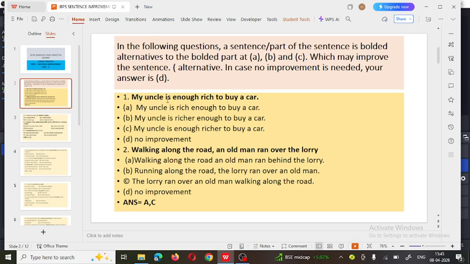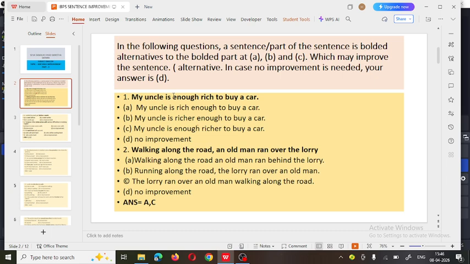My uncle is enough rich to buy a car. Now, in the given sentence, where is the mistake? If you are able to identify the error, then it is easier to find the correct alternative. If you observe the sentence, rich is the adjective of my uncle. So, enough is used before the rich, and that is the error.